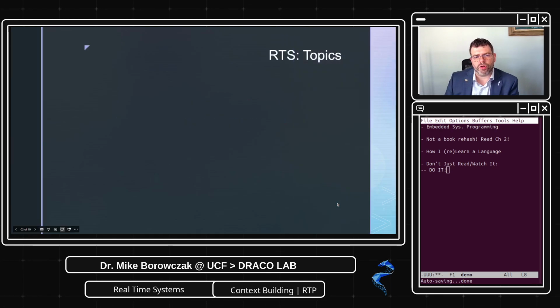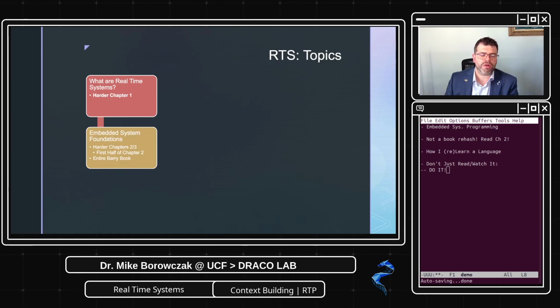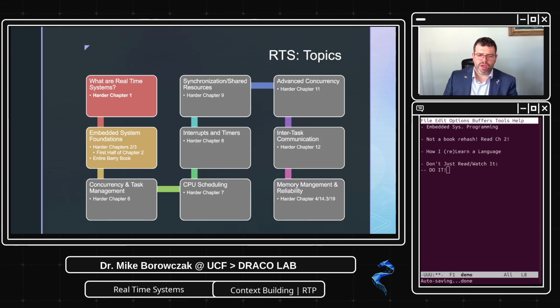So, as you've already seen before, where does this sit topic-wise? We are in the second week here. Embedded System Foundations, broadly Härder, chapters 2 and 3. Realistically, the first half of chapter 2 is where the discussion on real-time programming languages happens, and also the entire Berry book. We'll go through more advanced topics as the weeks continue, and we'll circle back on memory management, which we'll also touch upon in the next module towards the end of the semester, time permitting.